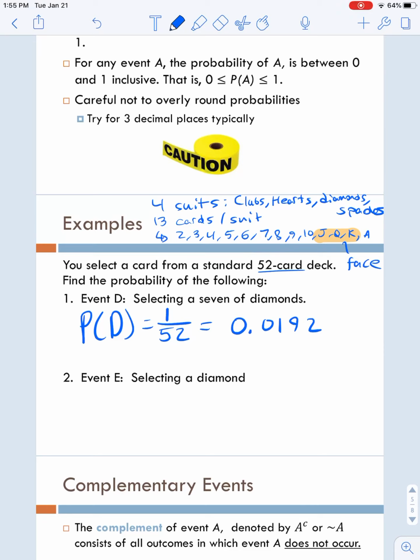Event E, and they said 3 decimal places on the rounding. I went to 4 on this one because of this first 0. I like to go to like 3 significant figures. So let's go on to event E.